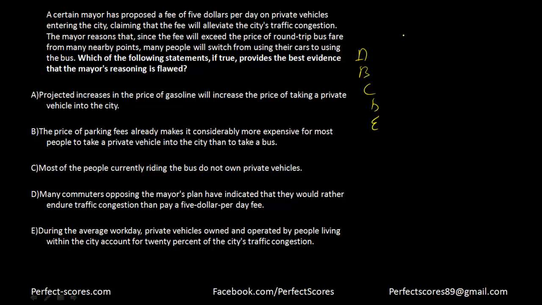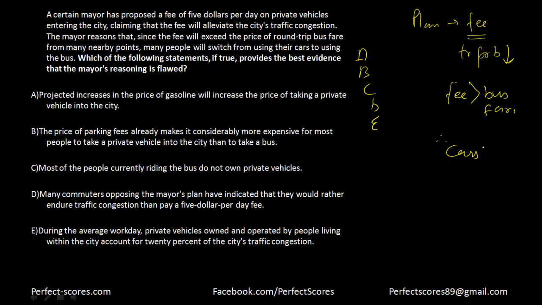What is there in the argument is that the mayor has proposed a plan, that is, a fee will be imposed on private vehicles entering the city, and that fee will help to reduce the traffic problems. The reasoning that the mayor is giving is that the fee will exceed the price of round-trip bus fare. Now this fee will be more than the bus fare from many nearby points, so many people will switch from using their cars to using the bus. Therefore, people who are actually using cars will now switch to using the bus transport. So we have to find a flaw in this argument. Let's go to option A.